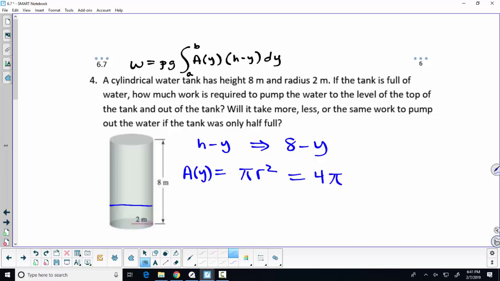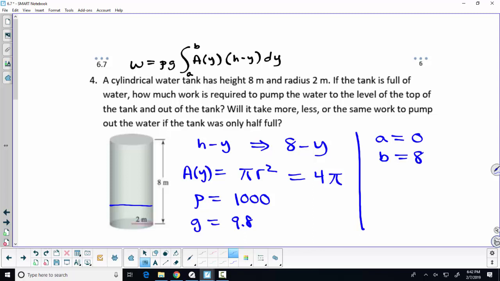We're dealing with water, so we know that the density is 1,000 kilograms per cubic meter. We know gravity, 9.8. What's A, the lower bound of integration? 0. If we put this thing on the origin, A is 0. And B is 8. All right. So, maybe we have it kind of situated like that.